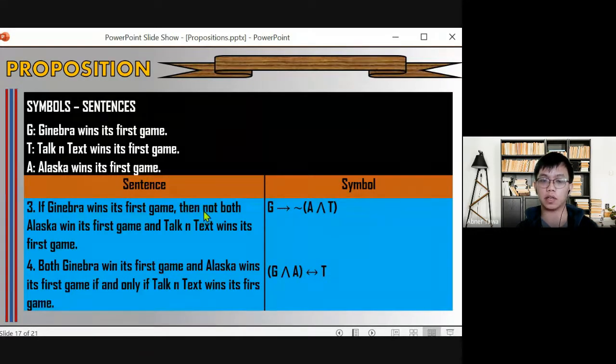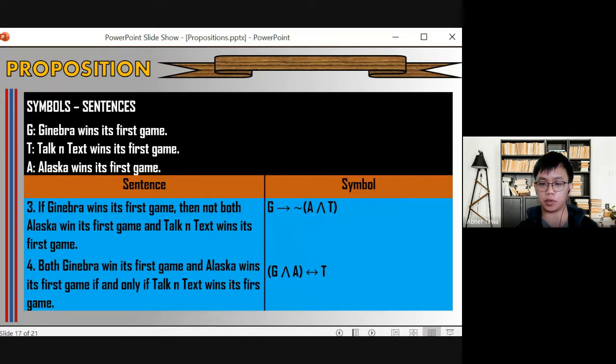And it says here the conclusion, not both. Ibig sabihin yung both na to, it pertains to two. If your Alaska and Talk and Text did not win their first game or they lose. So therefore, the symbol for that is not, and then open and close parentheses, A and T. So we have here our conclusion is a conjunction because of the connective and. So that is how we're going to symbolize number 3. So the main connective here is implication. So the name of this whole proposition is implication. Okay. So that is for number 3.